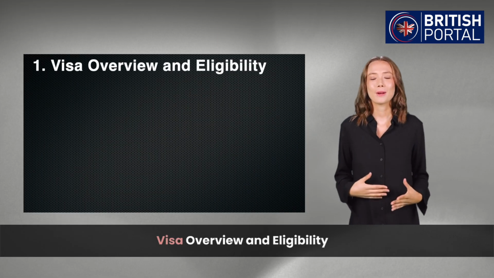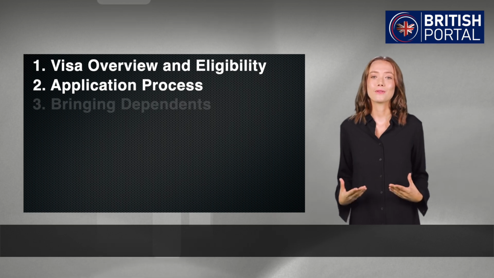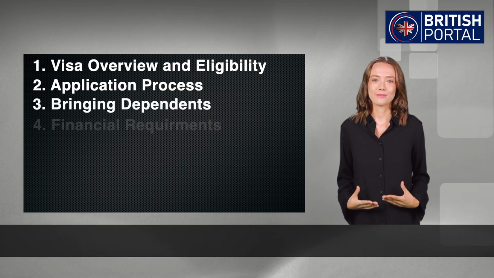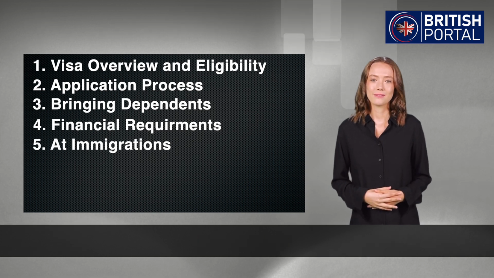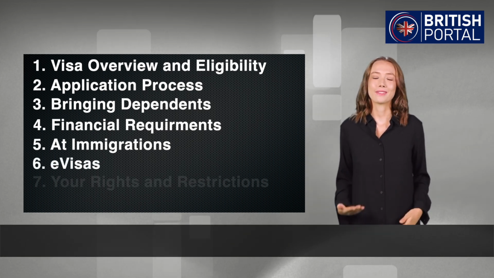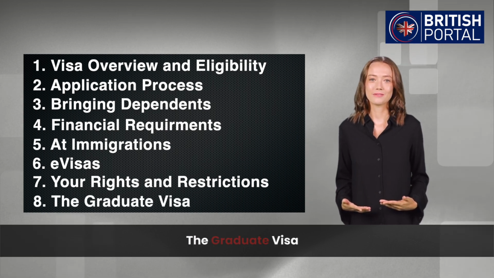1. Visa overview and eligibility. 2. Application process. 3. Bringing dependents. 4. Financial requirements. 5. At immigration. 6. E-visa. 7. Your rights and restrictions. And 8. The graduate visa.